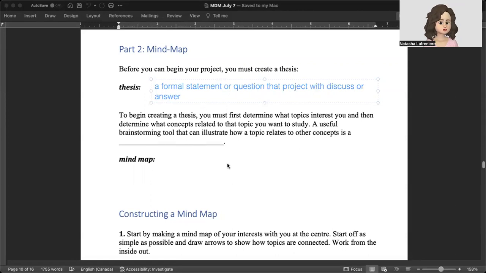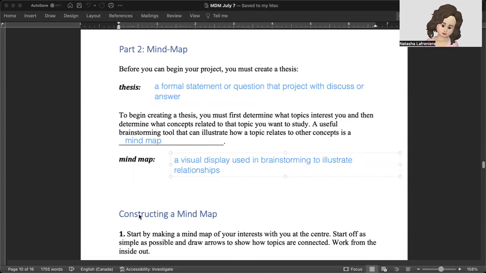One way to start doing that is to make a mind map. A mind map is a visual display used in brainstorming to illustrate relationships. For example, I really enjoy ice fishing, so I would probably do a study on that. How many hours spent on the lake versus how many fish you catch would be an example.